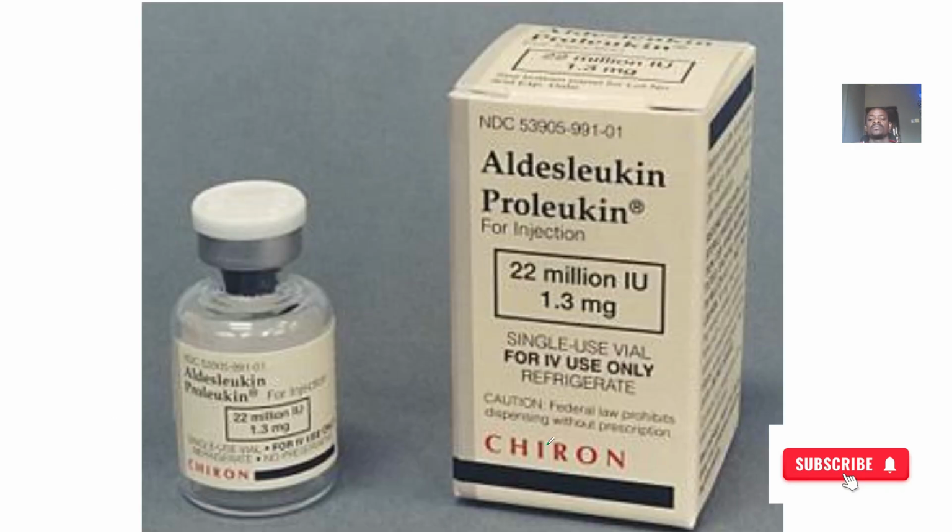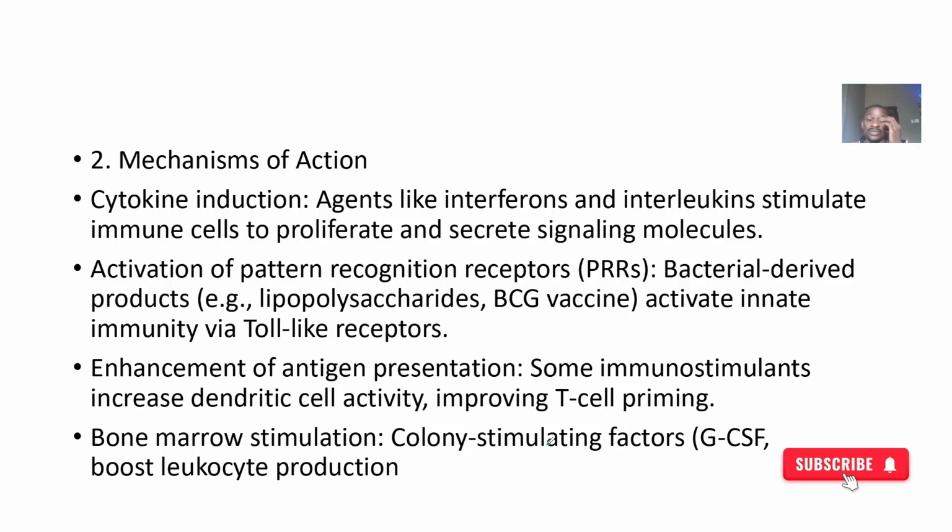Okay, so let's quickly look at their classification now. So mechanism of action in general, you have cytokine induction. So agents like interferons and interleukins, they stimulate your immune cells to proliferate, that's make more copies of themselves. They could also have activation of pattern recognition receptors. These ones are bacteria-derived products. They activate the innate immunity via the toll-like receptors.